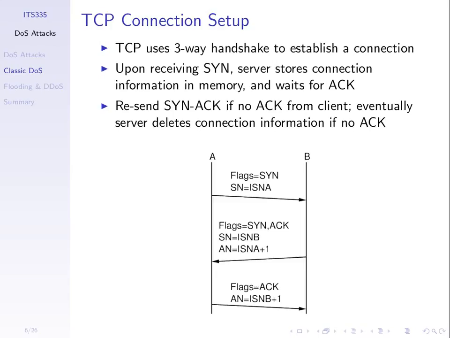Another thing is that, again, what is SN and AN? SN is short for sequence number. AN is short for acknowledgement number.